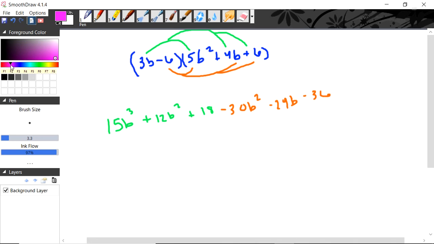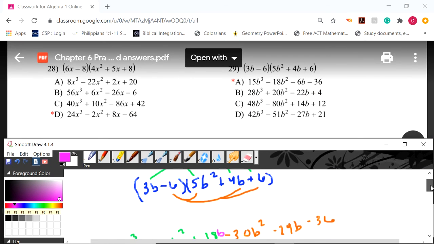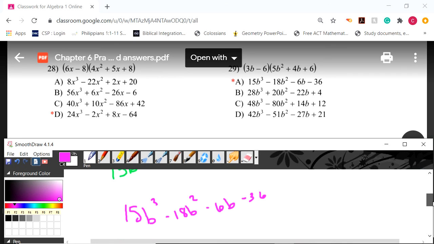And then, my friends, you just combine like terms. So that b cubed doesn't combine with anything. The squareds do combine. 12 minus 30 is minus 18b squared. And then that should be 18b. See? I'm telling you, it's easy to make a mistake here. So 18 minus 24 is minus 6b. And then minus 36. So let's see if we got it right. We did.